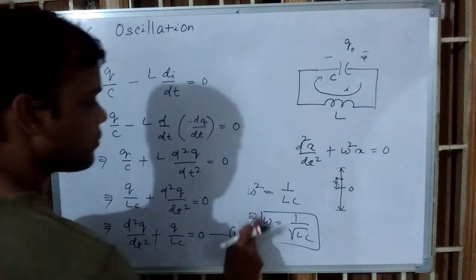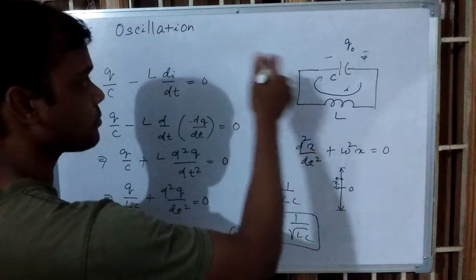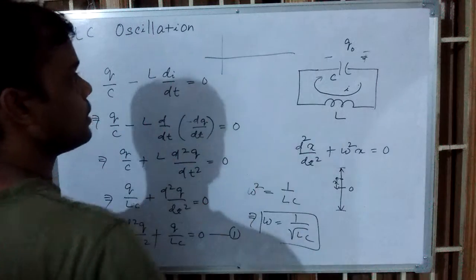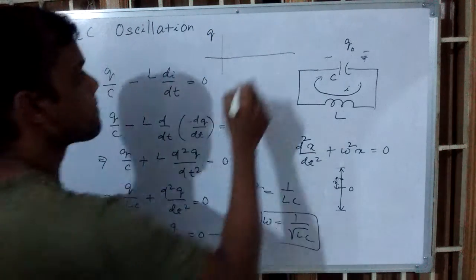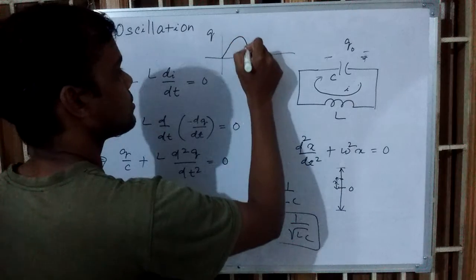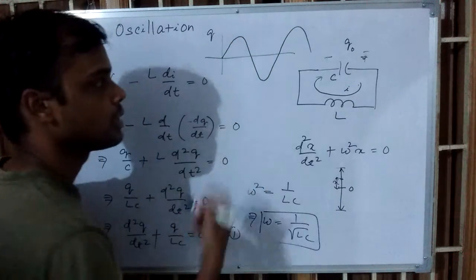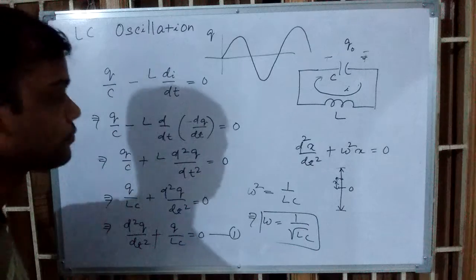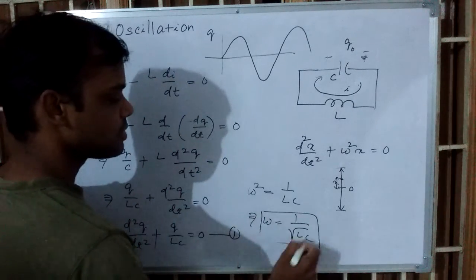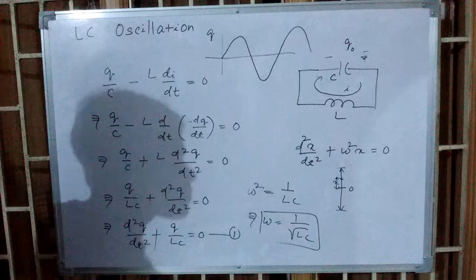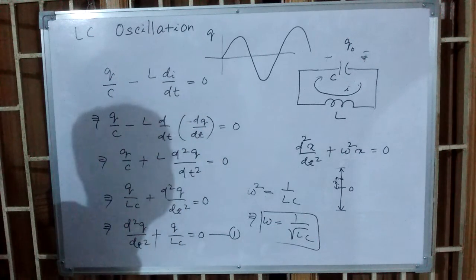And this is the frequency of oscillation. It is going like this, means if this is your charge, it increases, comes to 0, again decreases, comes to 0, like this. That means it is a sinusoidal wave. So sinusoidal wave means it is having some frequency. That frequency is your omega is equal to 1 by root over LC. Okay. That's all from LC oscillations.